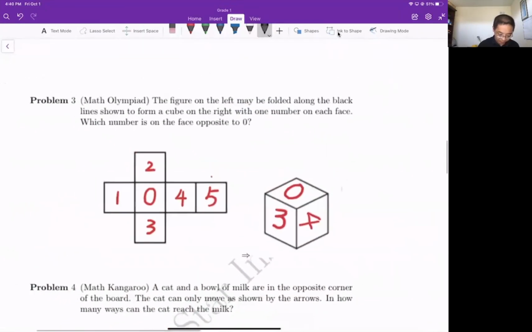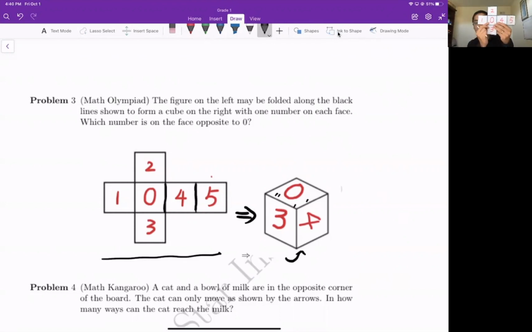Question number 3. Here we have this figure, and we want to fold this figure into a cube, and each face has a number. We want to find out what is the number on the face opposite to 0. Now we want to fold along those lines. Here is what we have: 0, 1, 3, 4.